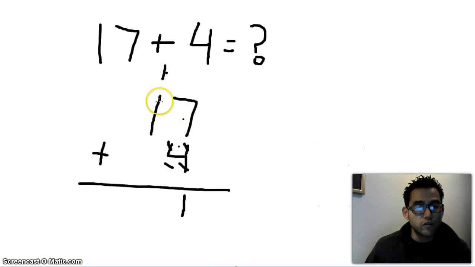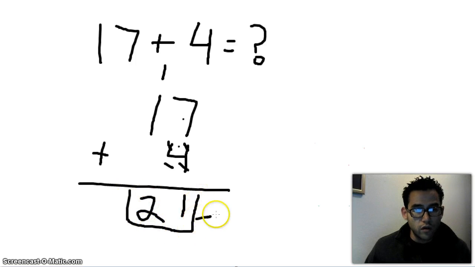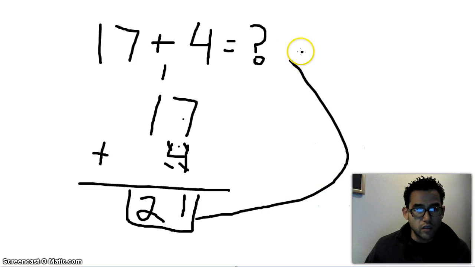And then 1 plus 1 equals 2. 21 is your sum, ladies and gentlemen. Your sum is 21. That is your answer to 17 plus 4. Very easy concept, ladies and gentlemen.